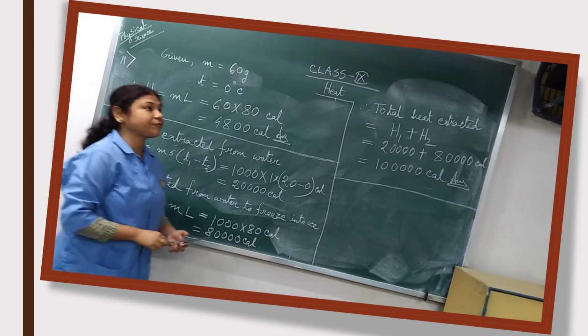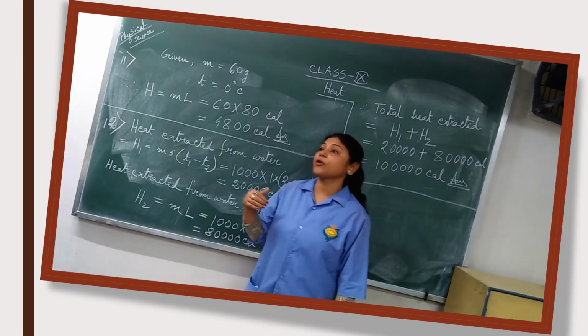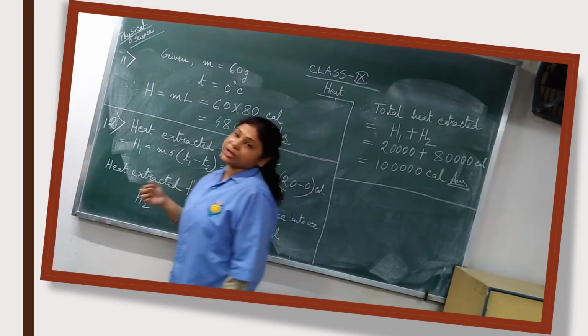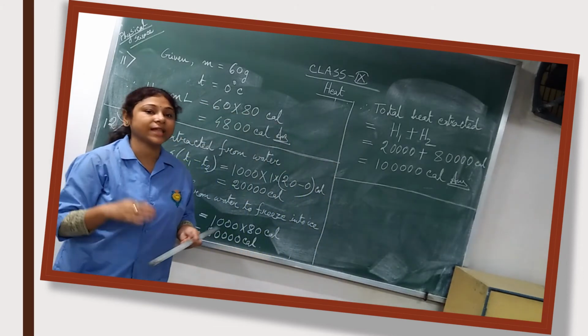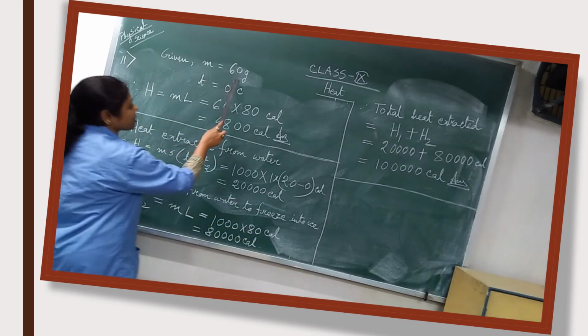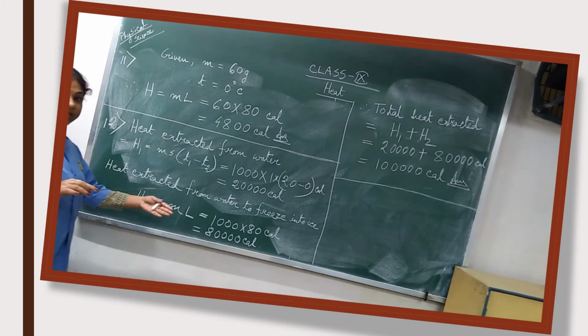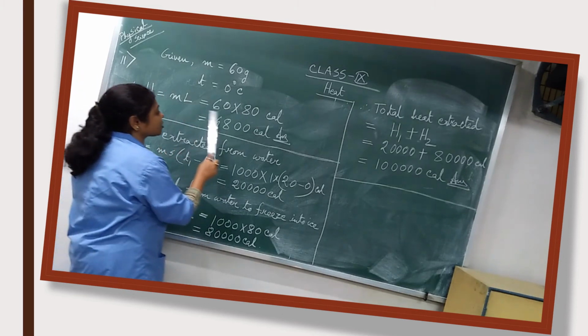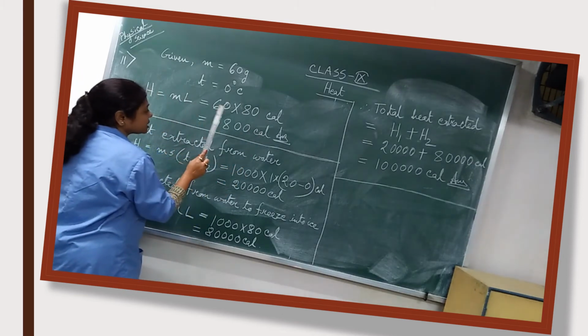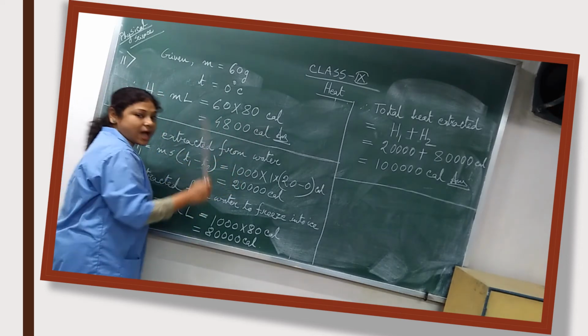Please remember, if in case of water or ice, they are mentioning water at 0 degrees Celsius and conversion is needed, that means you have to consider this latent heat. Okay, so temperature is not increasing, it's at 0 degrees Celsius, so obviously we have to consider only this, that is M into L, 60 into 80 is coming 4800 calorie, and this is the answer.